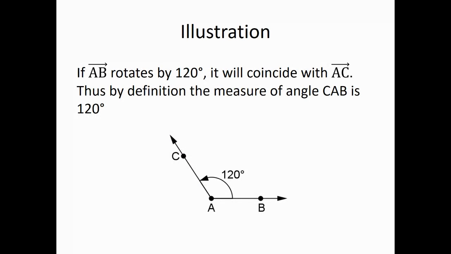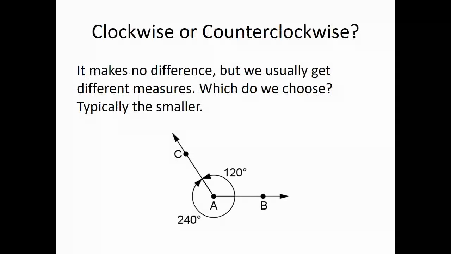So for instance, here's a picture. First of all, we have this angle CAB. That, of course, is a valid name, as is BAC for this angle. Imagine that we allow one of the sides of this angle, say ray AB, to rotate with A fixed so that it then coincides with C. If it had to rotate a total of 120 degrees to do this, then we say that that is the measure of the angle. So the measure of angle CAB is, in this case, 120 degrees.